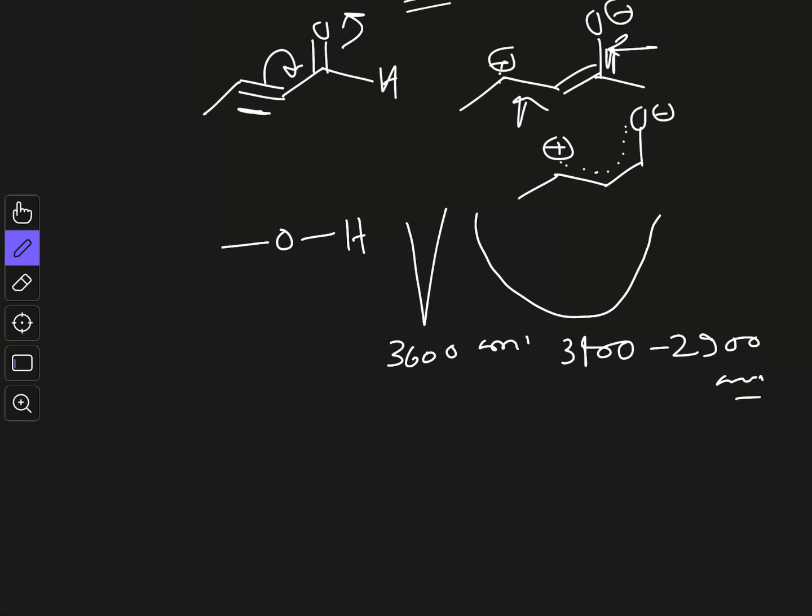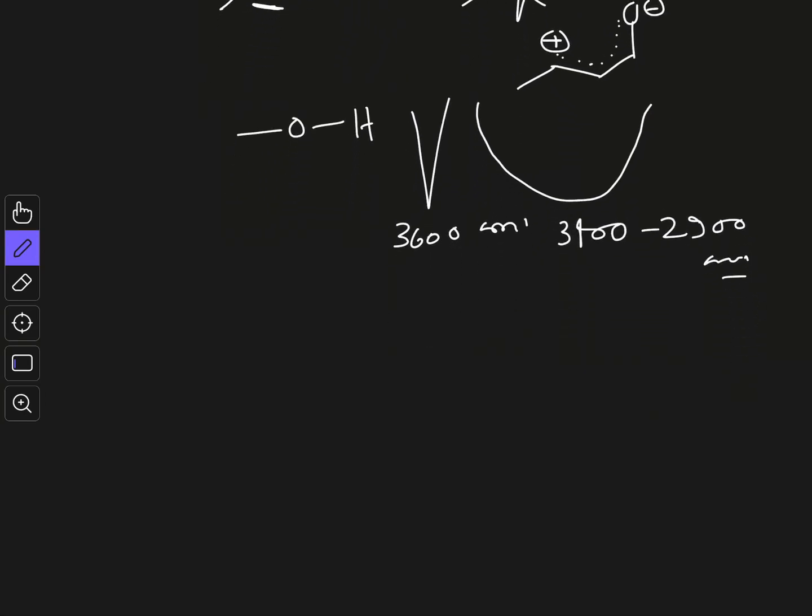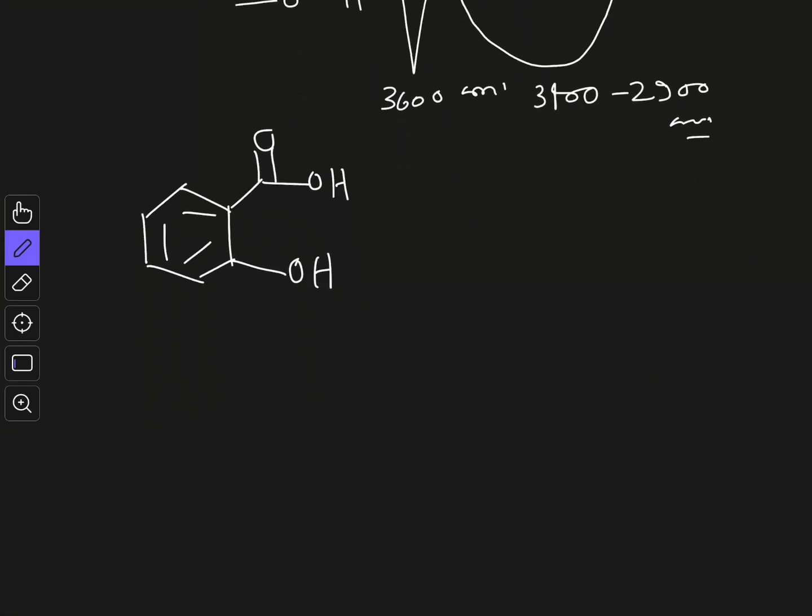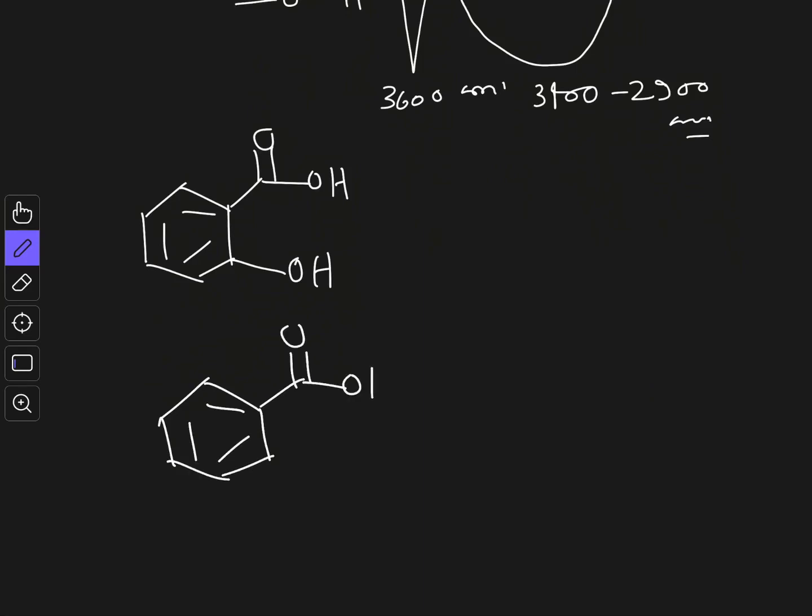This we have seen. Now let us take two examples. Let's say you have this one, this, ortho-salicylic acid, and you have para-salicylic acid. Okay, so you have two compounds, ortho-salicylic acid and para-salicylic acid. So both will undergo hydrogen bonding.